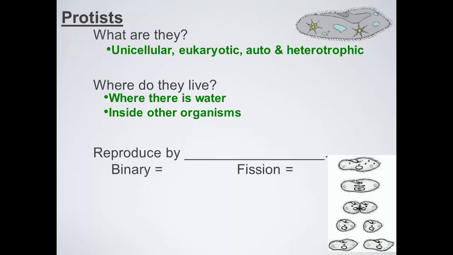Many protists reproduce in a process called binary fission. Lots of times we'll break down words. Binary fission. Does anybody know what binary means? Or the prefix bi? Single? No? Jasmine? Two. It means two.